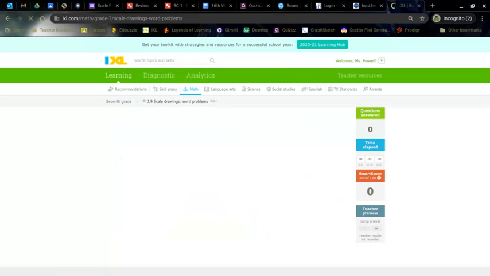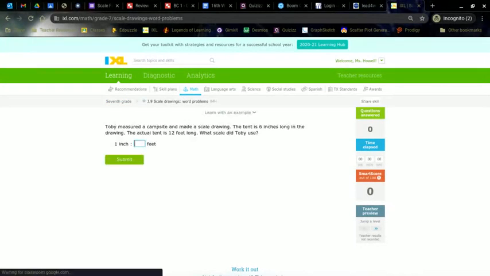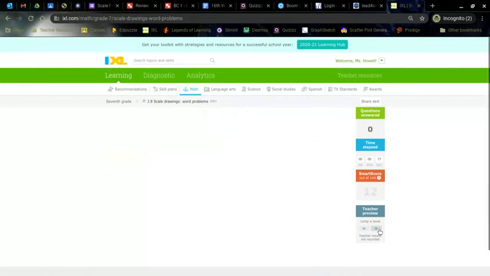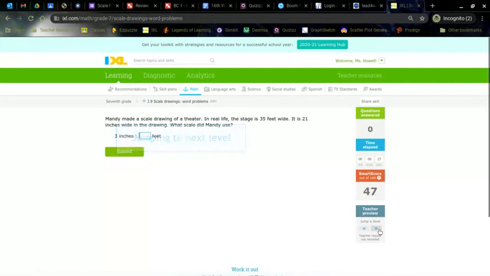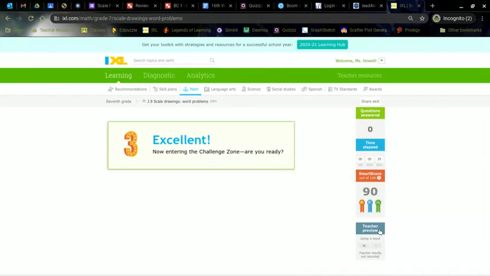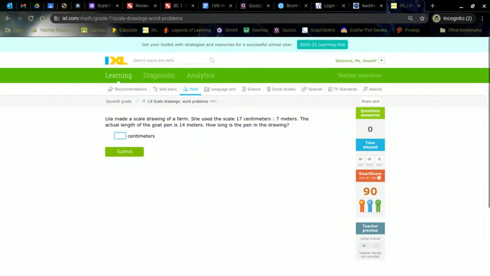You have to get at least a 70 on it in order to go. So you're just going to write it out. 1 inch is how many feet? So if a tent is 6 inches long, the actual tent is 12 feet long. So this is your scale factor, just like we did at the beginning of the week. Still scale factor. Now we're just getting it down to the X instead of the scale. This is still more scale factor and more scale factor. Ooh, and then the challenge zone. Some more scale factor. So this one is all scale factor, okay?